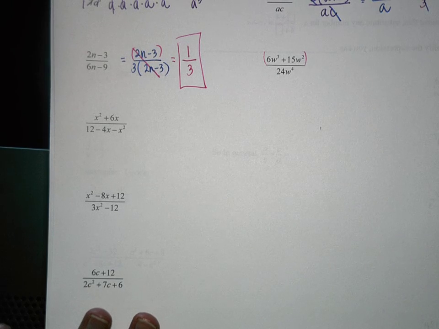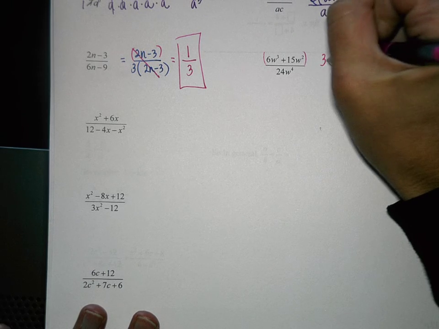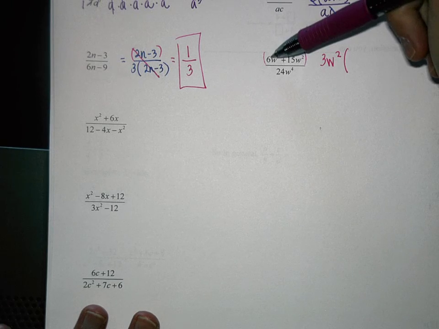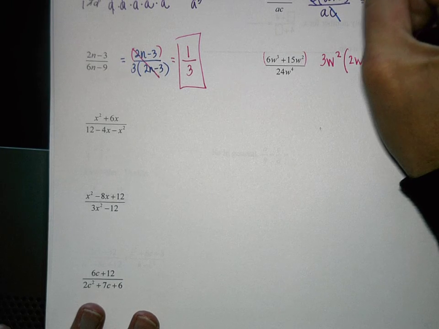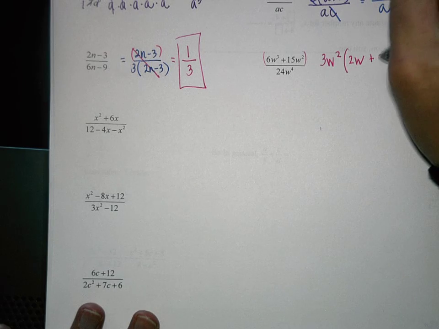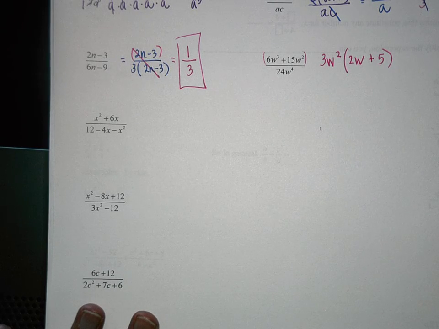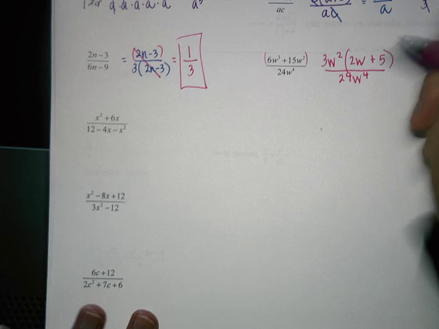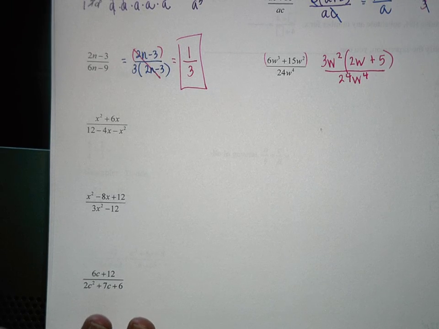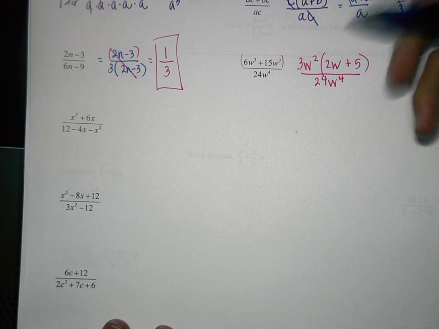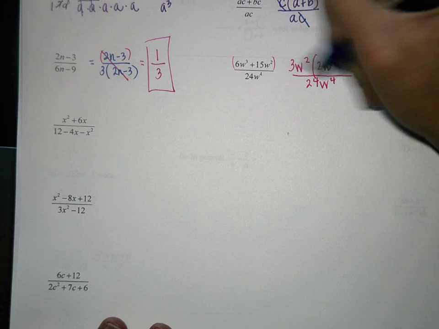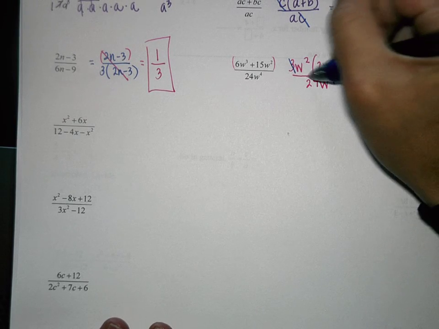So on the top, what could I take out as my GCF? All right, hopefully you said 3w to the second power. So when I take out 3w to the second power, I'm left with a 2w plus 5. And then this is over 24w to the fourth power. Looking at this now, I have a binomial, but I also have monomials right here that I could reduce. So 3 and 24, 3 divided by 3 cancels out, and 3 goes into 24 and becomes 8.